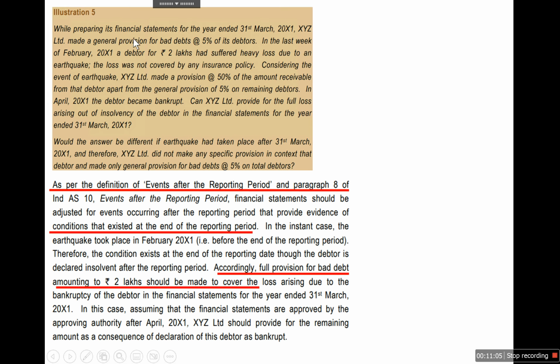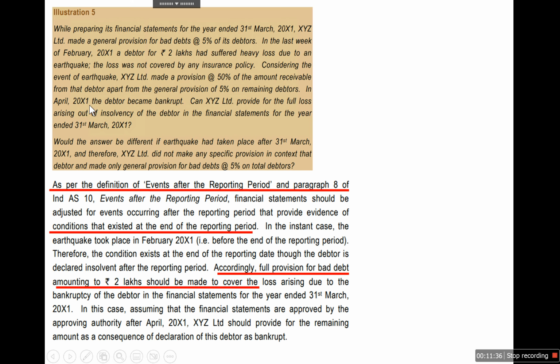Next example is, while preparing its financial statement for the year ended March X1, XYZ Limited made a general provision for bad debts at 5% of the debtors in the last week of February, before the reporting period. A debtor for 2 lakhs has suffered a heavy loss due to an earthquake. The loss was not covered by any insurance company. Considering the event of the earthquake, XYZ Limited made a provision of 50% of the amount receivable from the debtor, apart from the general provision of 5% on the remaining debtors.